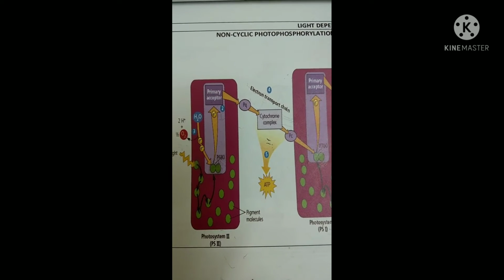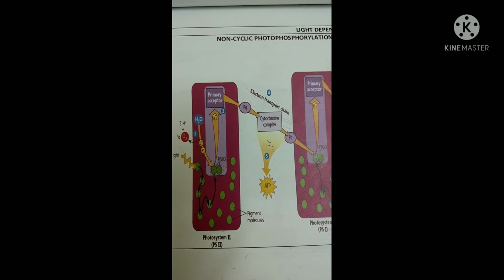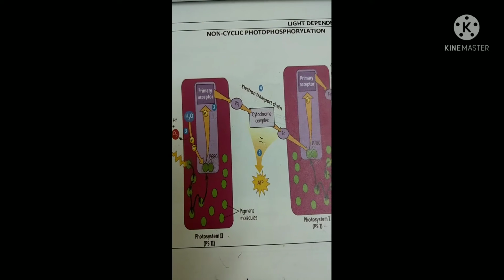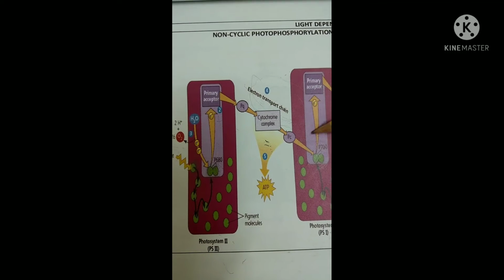So the electron transport chain will consist of electron acceptors in a series which connect PS2 and PS1 here.